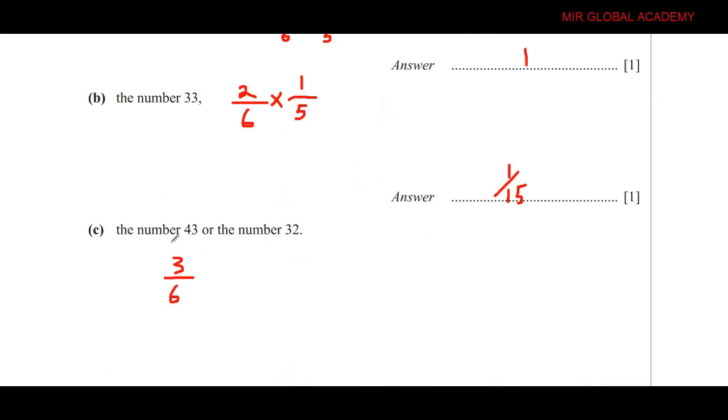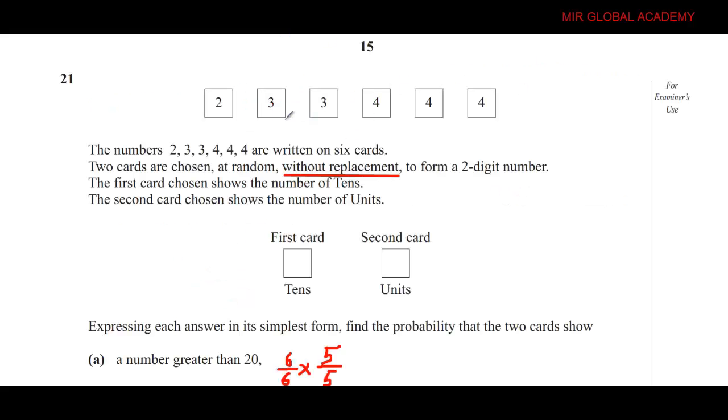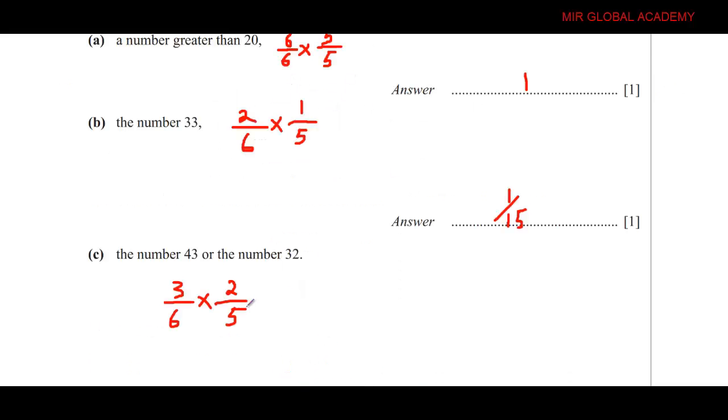So for number 43, the probability of the first card will be 3 over 6, and the probability of the card 3. So we have 5 cards left because the experiment is without replacement. And out of these 5 cards, how many are card number 3? Because we haven't picked any card number 3, we still have 2 cards. So the probability of the second card is 2 over 5 for the number 43.